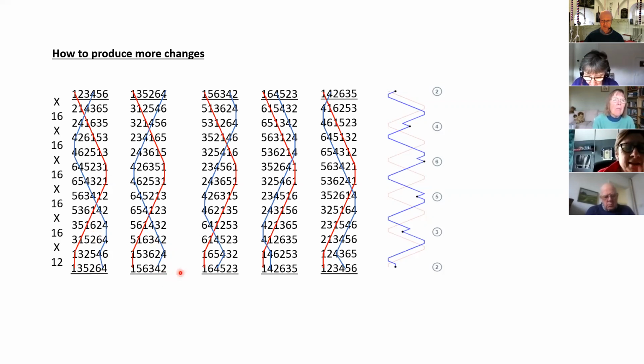Now, having taken all those numbers out, if we join up all those blue lines, you get this here. And that is the complete work. A bit like the complete works of Shakespeare. This is the complete work. This is a particular method called plain bob minor. You've probably heard it talked about.